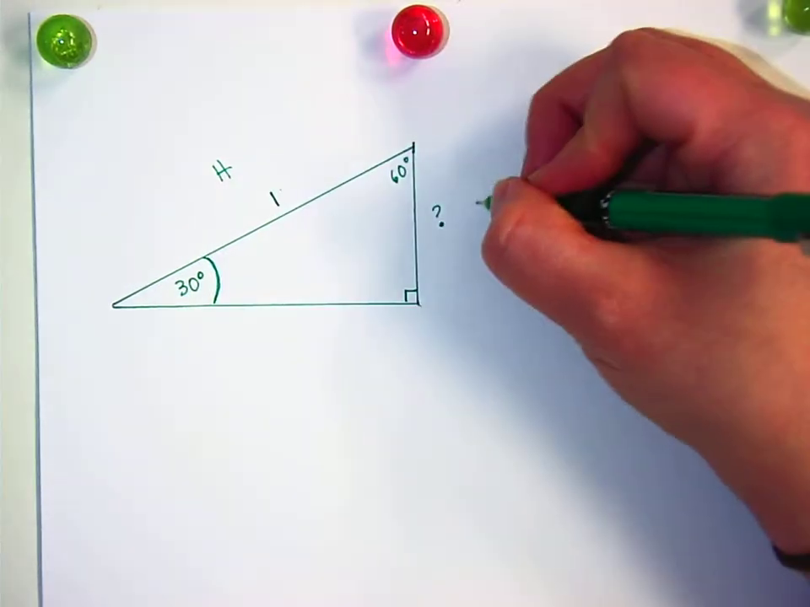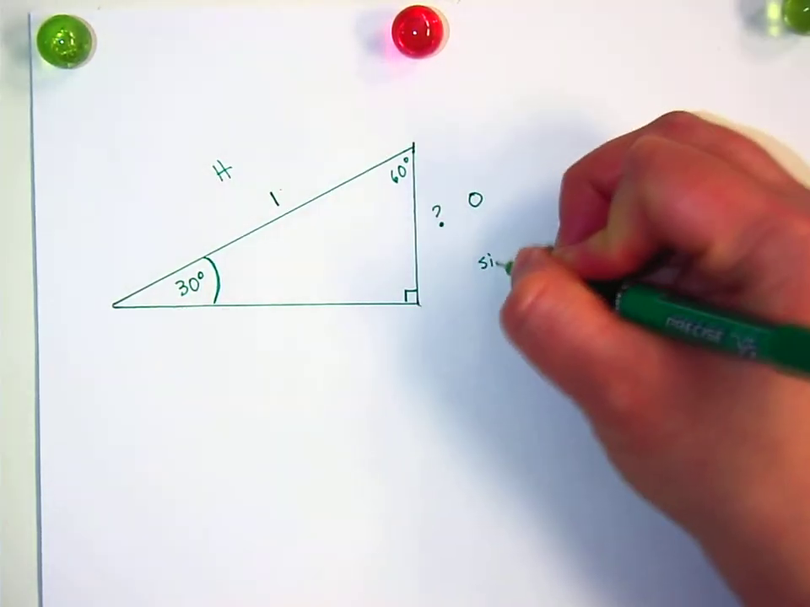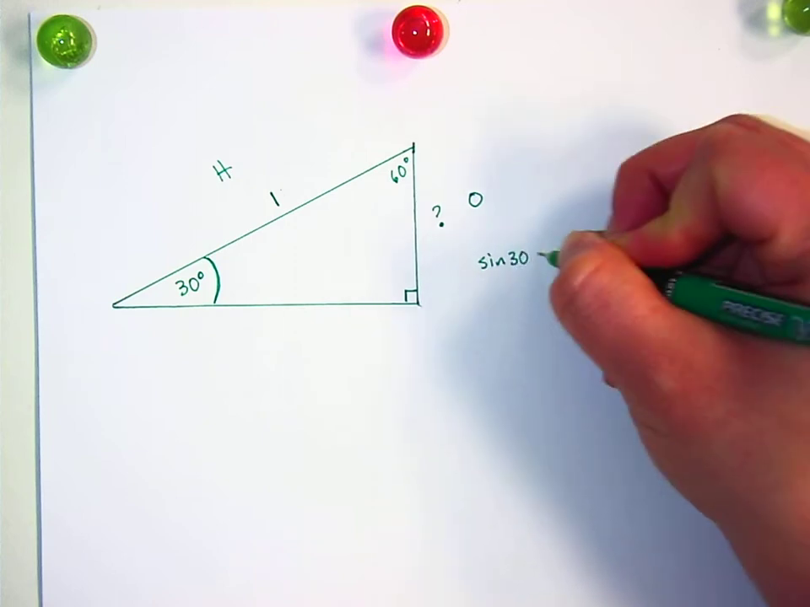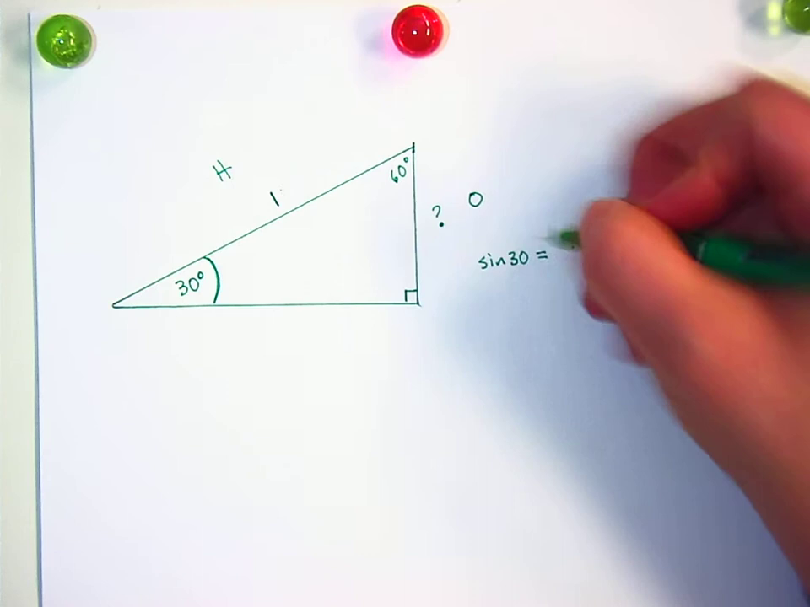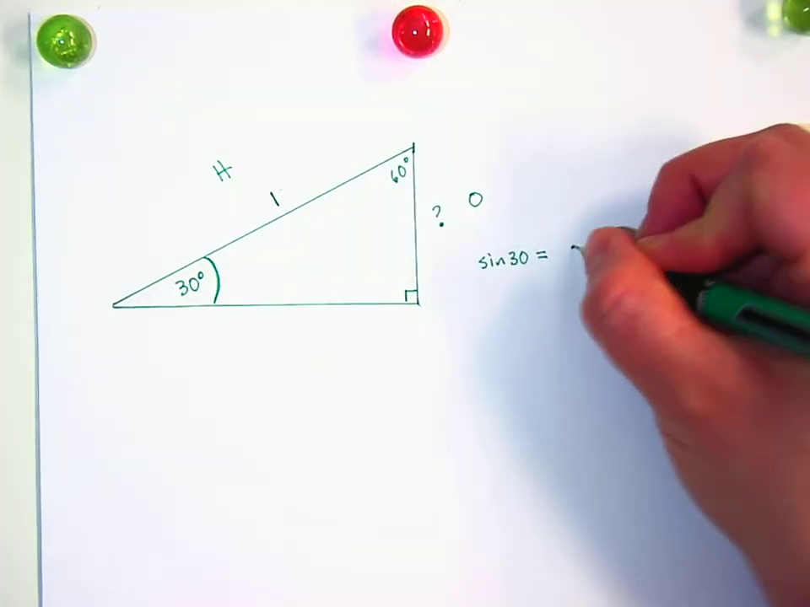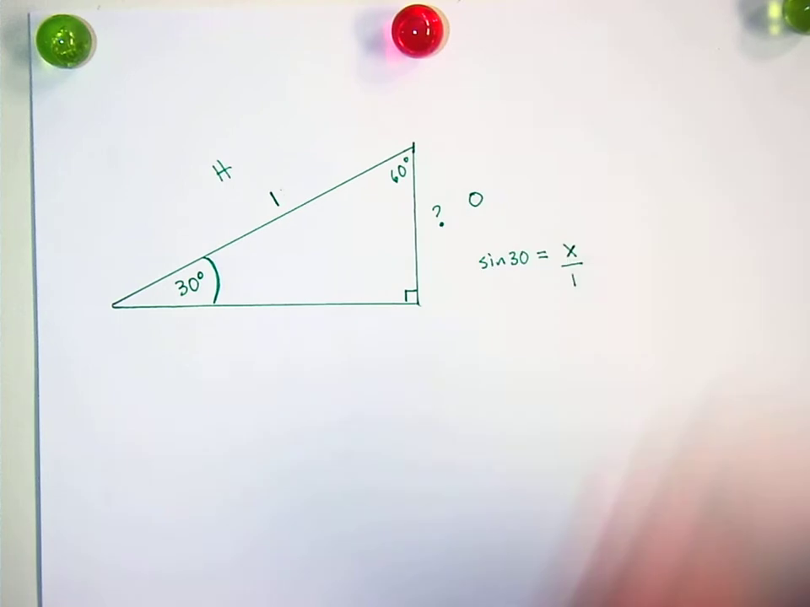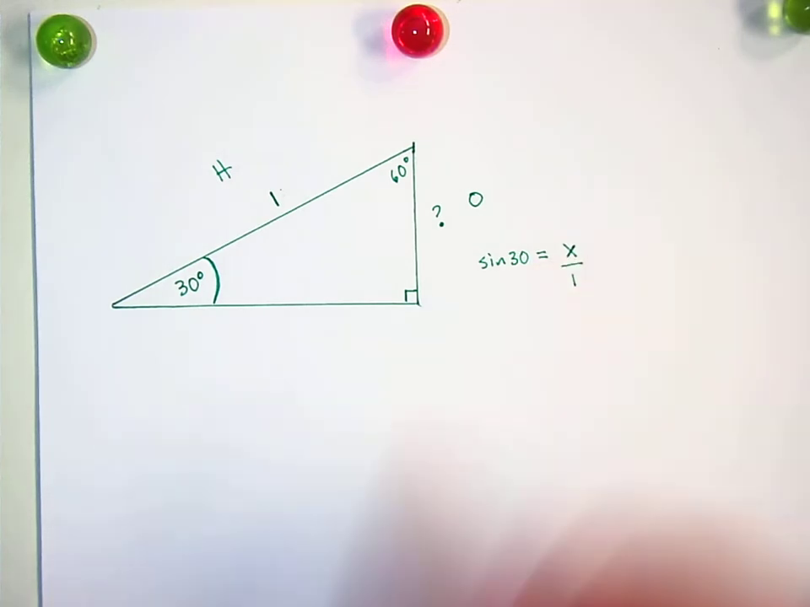Right? And this side is the opposite. So I would say, let's see, the sine of 30 equals... I don't know what this side is, so I'll call it x, I guess. Opposite over hypotenuse, x over 1. Do you see how I don't even need to cross multiply? x is just going to be the sine of whatever 30 is, because it's over 1.